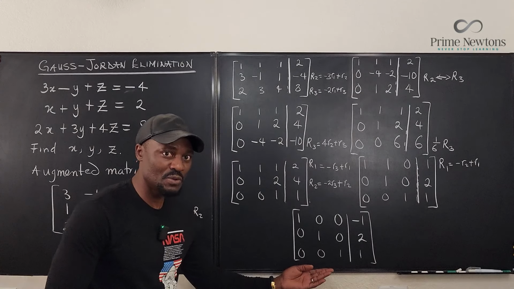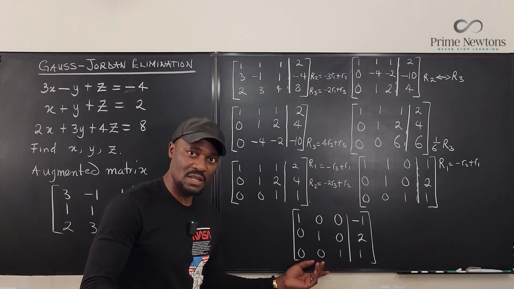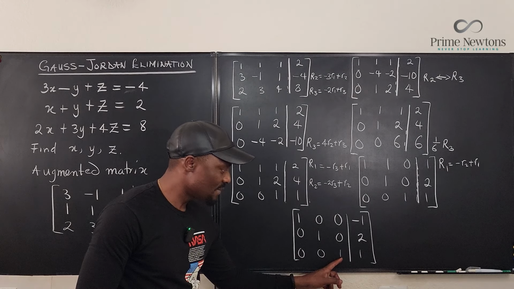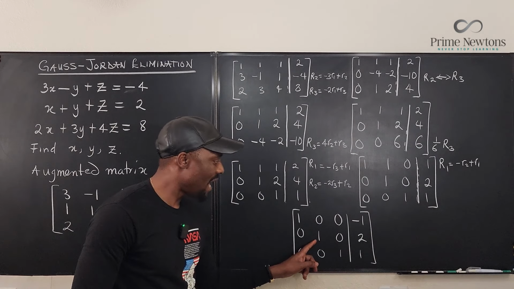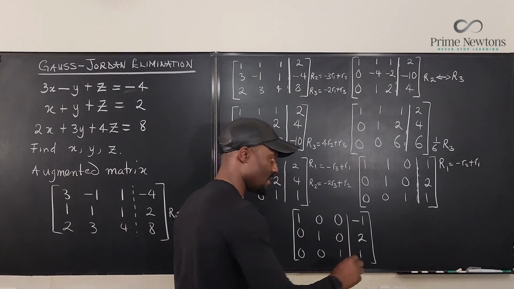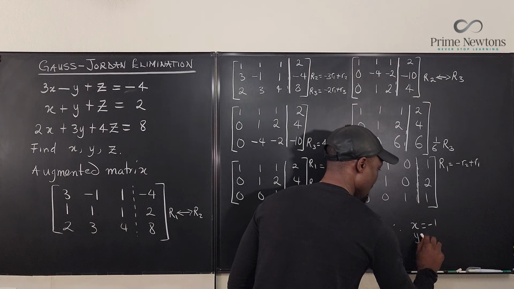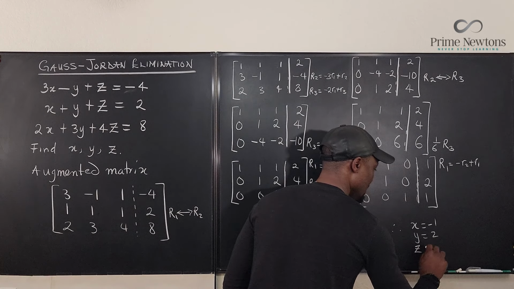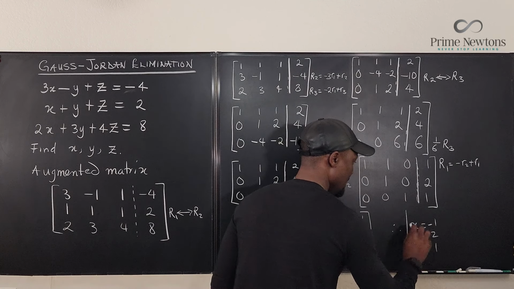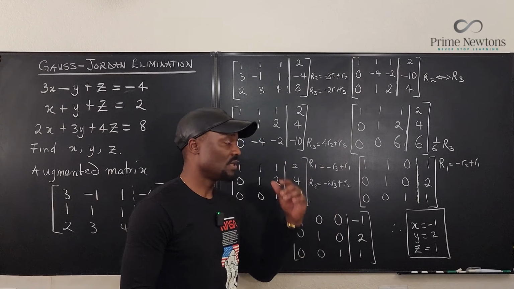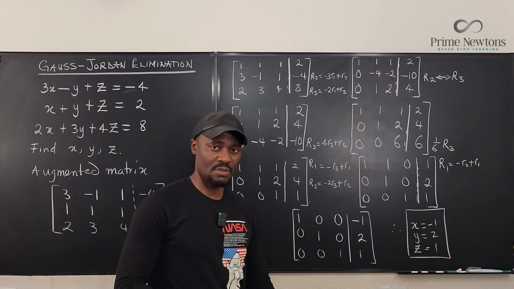And you see the beauty of the Gauss-Jordan elimination? You don't need to explain anything. I know that z equals 1, y equals 2. So, therefore, x equals -1, y equals 2, and z equals 1. This is the solution to this system of equations using the Gauss-Jordan elimination.